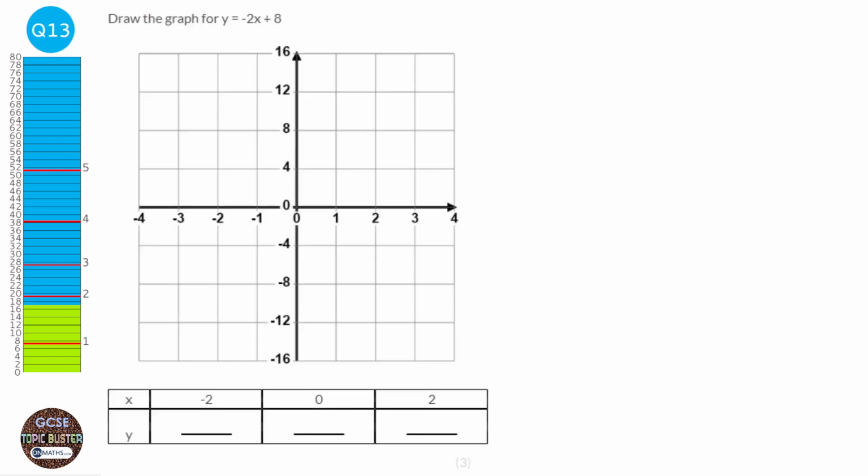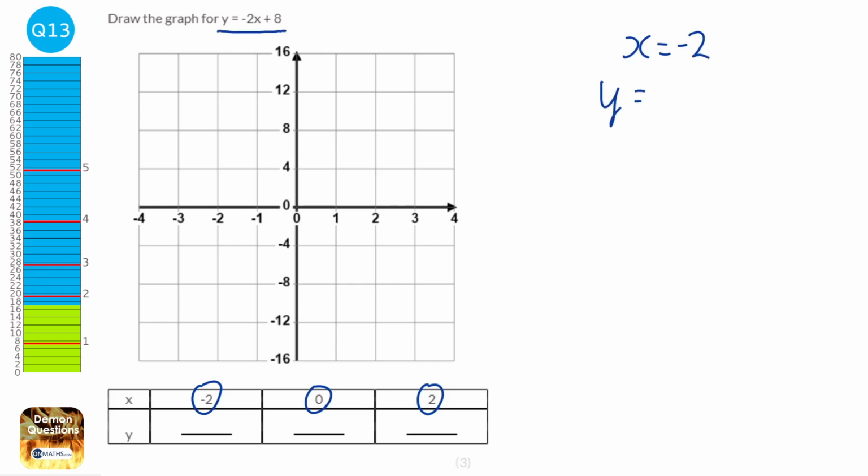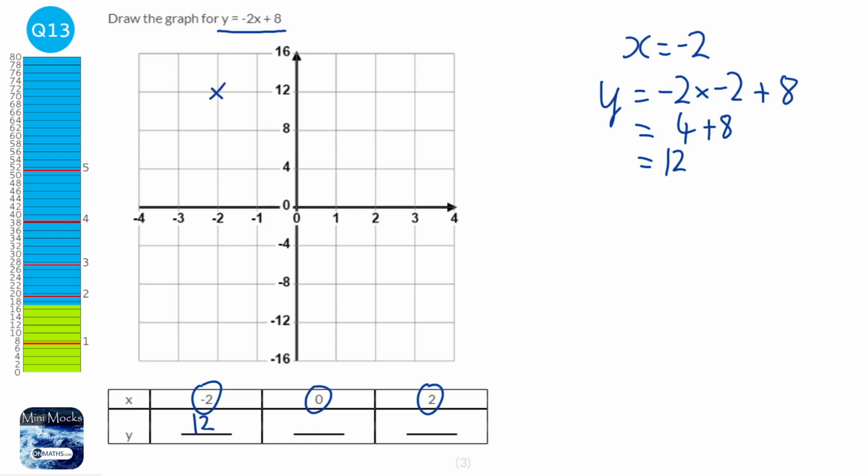So to draw this straight line graph, what we're going to do is just pick 3 x coordinates, which is -2, 0, and 2. So I'm going to start off with -2. And I'm just going to substitute it into the equation we've got here. So y equals -2 times -2, because that's what we're putting in, plus 8. -2 times -2 is positive 4. So it's going to be 4 plus 8, which is going to be 12. So at -2, our graph is at 12, which will be here.